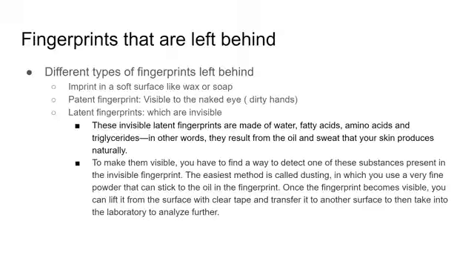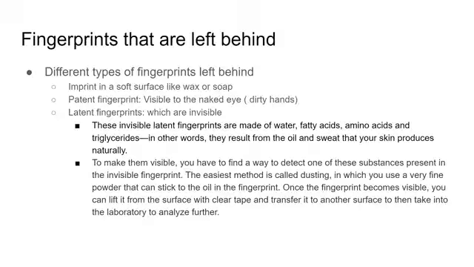You also have patent fingerprints, which are visible to the naked eye. These would be things like your hands have dirt or ink on them and you're able to see your fingerprints through them. That would be a patent fingerprint. The one that we're most concerned with as forensic technologists would be the latent fingerprints. These are invisible. These invisible latent fingerprints are made of water, fatty acids, amino acids, and triglycerides, or in other words, they result from the oils and sweat that your skin produces naturally.